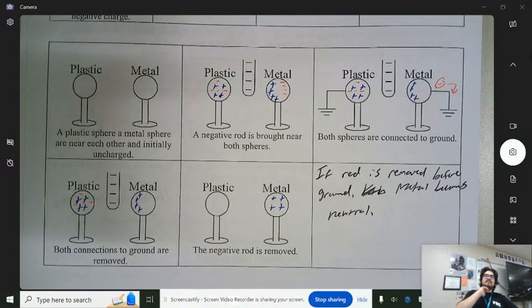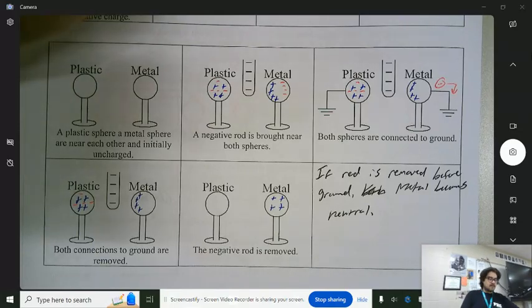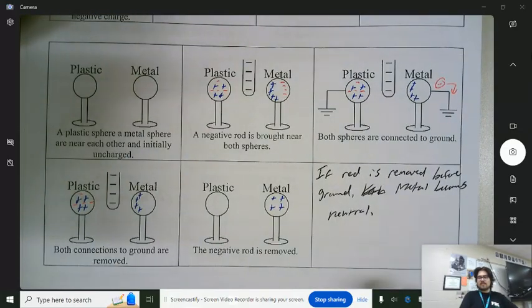And it's going to flow towards the ground, right? Most charges, they seek the ground, okay? That's kind of what they seek, right? So just understand that charges will usually seek ground. I mean, pretty much all the time, right? Unless they're being held there by another electric force, okay? So that's just the note that I made here. If rod is removed before ground, metal becomes neutral, okay?